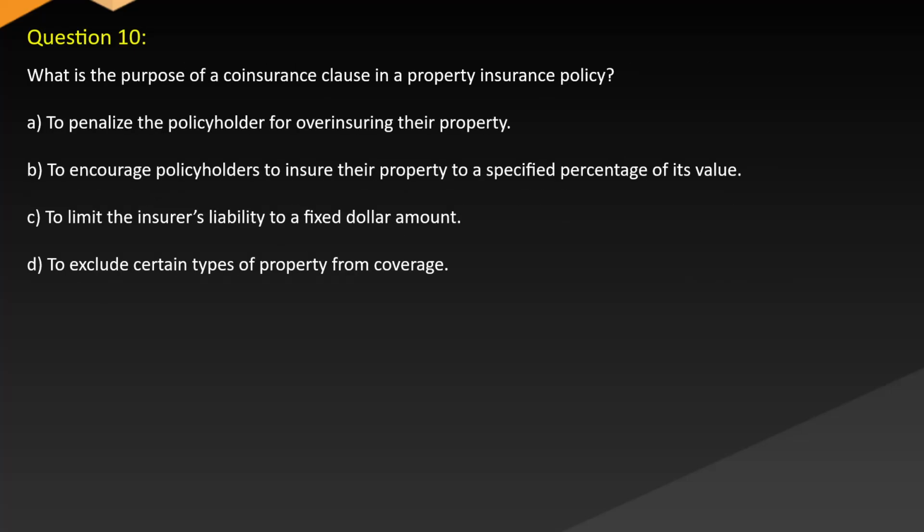Question 10. What is the purpose of a coinsurance clause in a property insurance policy? A. To penalize the policyholder for overinsuring their property. B. To encourage policyholders to insure their property to a specified percentage of its value. C. To limit the insurer's liability to a fixed dollar amount. D. To exclude certain types of property from coverage.